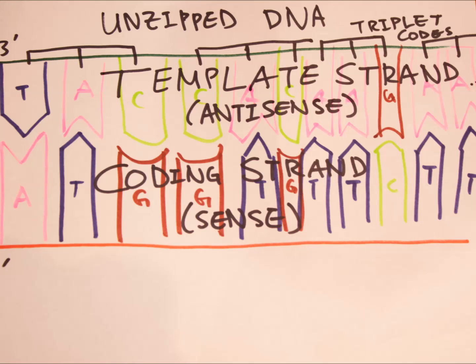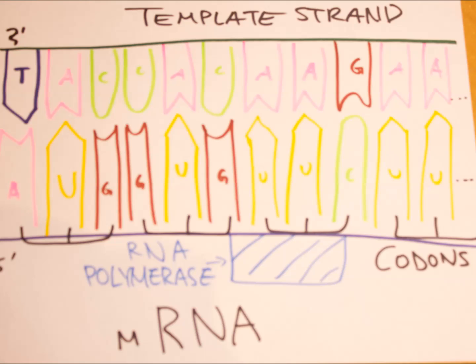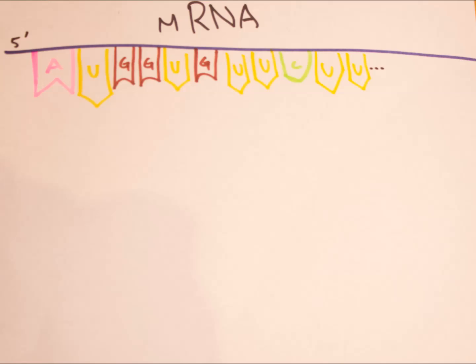Using the strand as the template, complementary base pairs are bound together by RNA polymerase, resulting in mRNA. There's only one small difference between the coding strand of DNA and the mRNA. In mRNA, thymine is replaced by uracil. Also, the codes for amino acids are still in groups of 3, but they are called codons instead of triplet codes in mRNA.